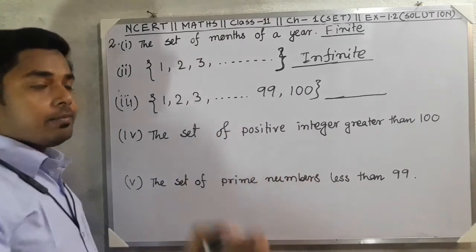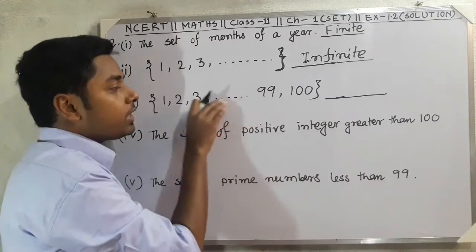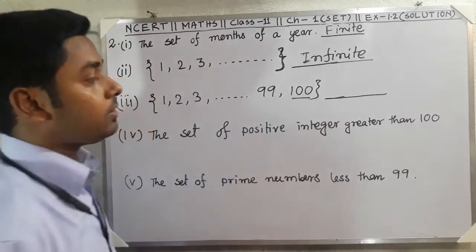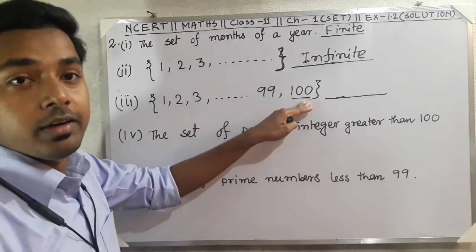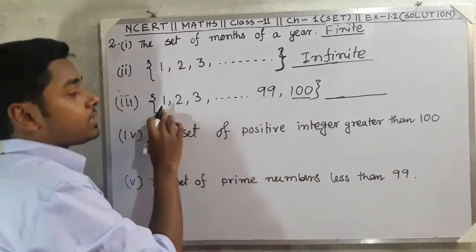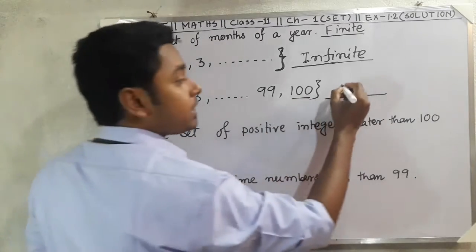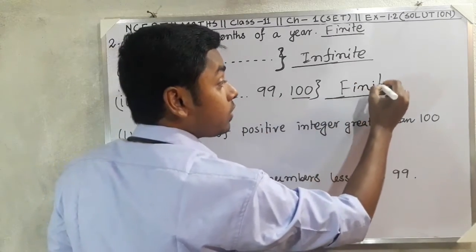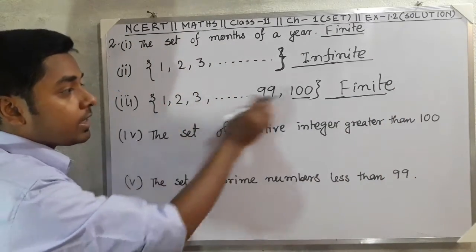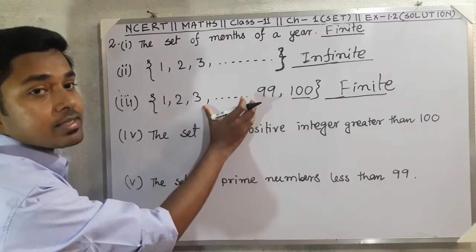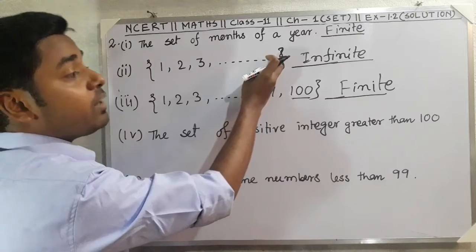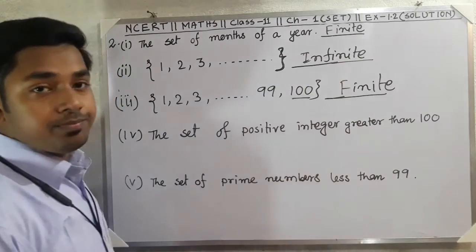Now you can see here it is also continuing, but it has an ending point, that is 100. Since it has a starting and an ending point, that means it is finite. Already I told you that a set which has a starting and an ending point is a finite series, and one which does not have an ending point is infinite.